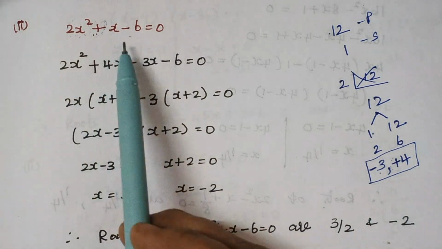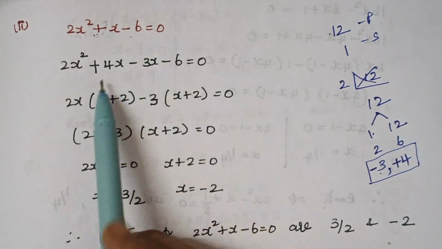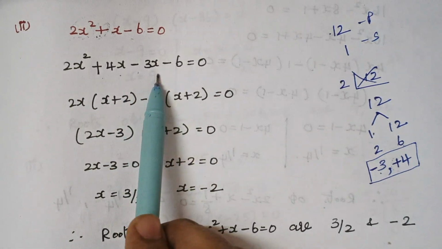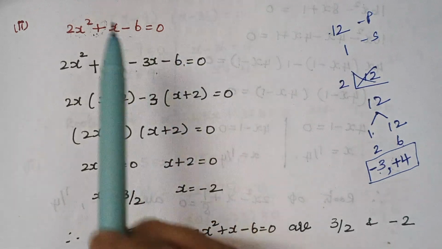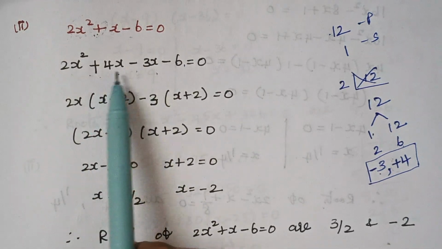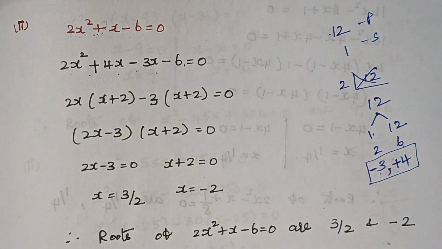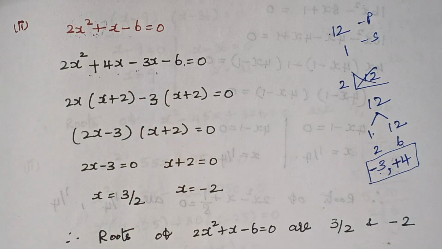So as a first step, we are splitting the middle term. So this plus x is written as plus 4x minus 3x. And the first term and the last term always remain the same. No change in it, we are just splitting the middle term. So here it is plus 4x minus 3x. And again, I had solved and shown already that even if you write minus 3x plus 4x here, you will end up with the same answers. There is no rule that you should always write this number first and that number next.